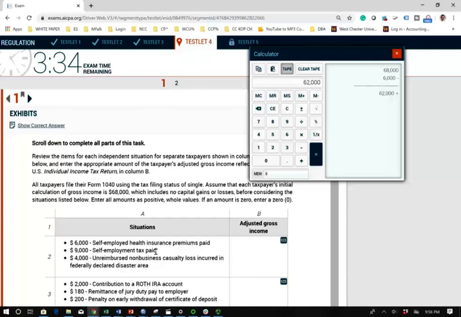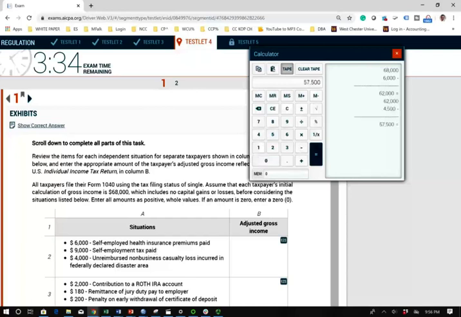Then we incurred $9,000 of self-employment tax paid. So what do we do if we incurred $9,000 of self-employment tax paid? It means we have a business and we had to pay self-employment taxes. We can deduct half of the self-employment tax to get to AGI. So we're going to deduct $4,500.